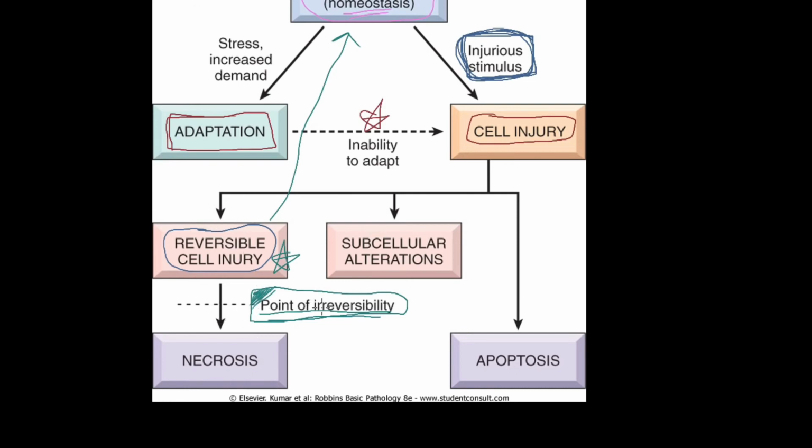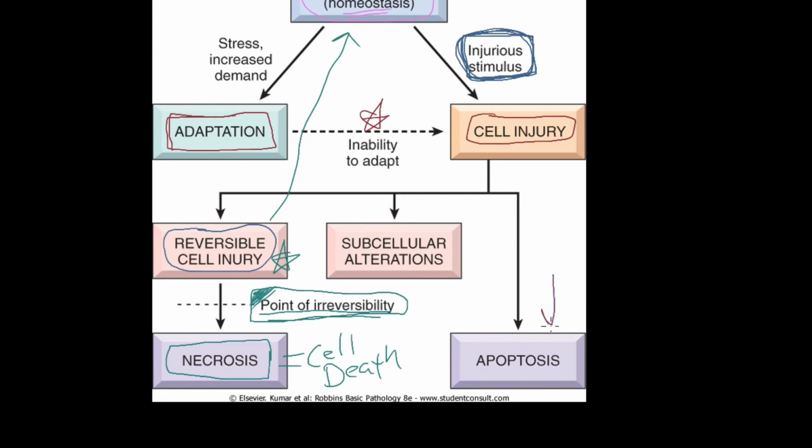But if you pass the point of no return, or the point of irreversibility, the cell will undergo a process of necrosis. Now, necrosis equals cell death. That's what necrosis is. So if we pass the point of no return, our cells will die, and we'll discuss the process of necrosis and how that process is different than apoptosis.